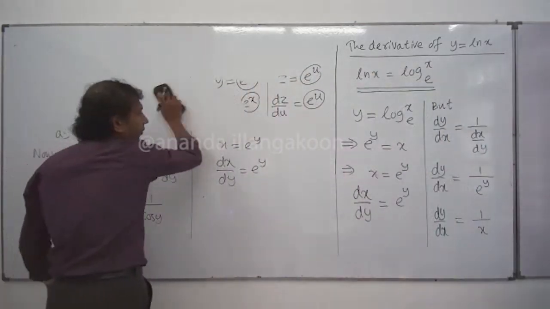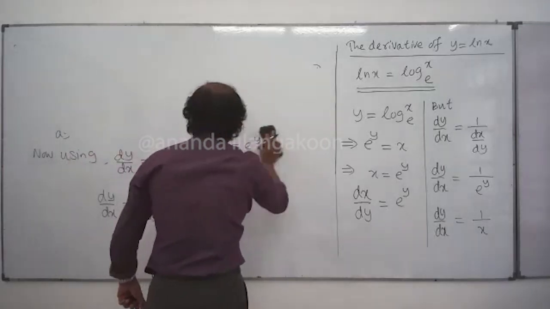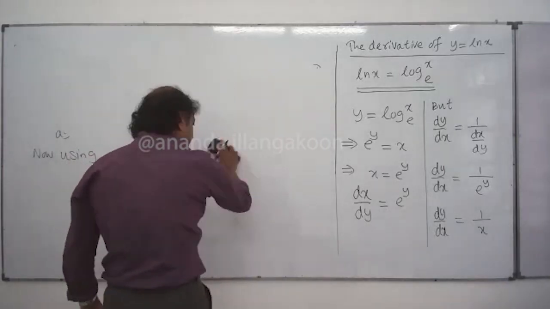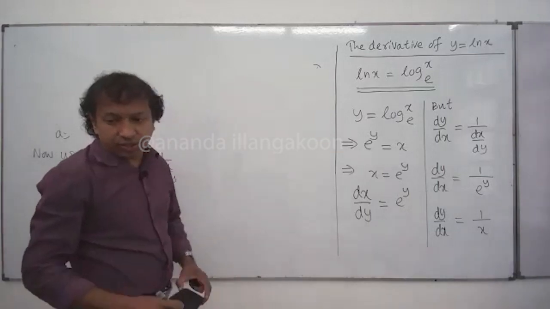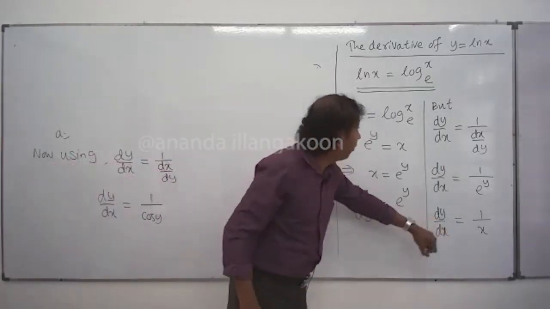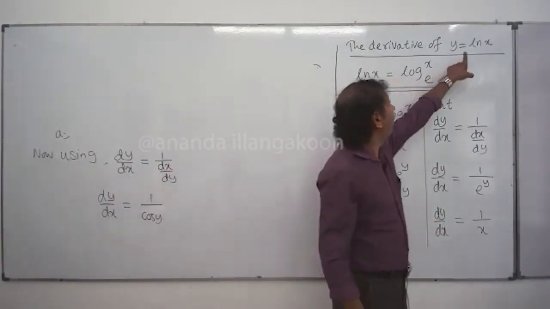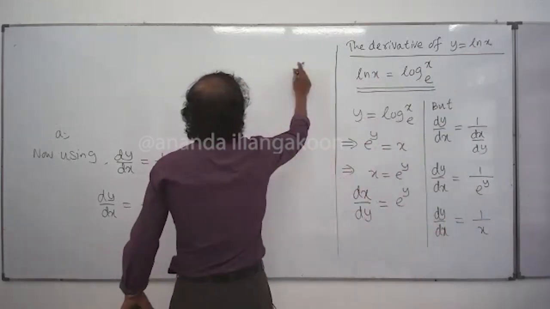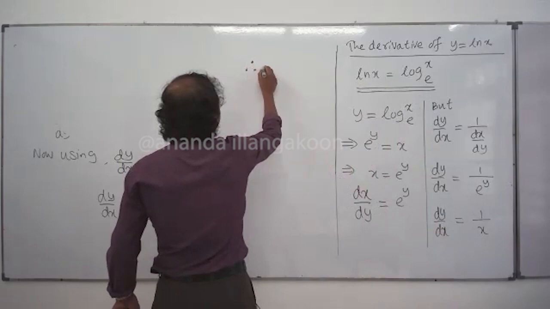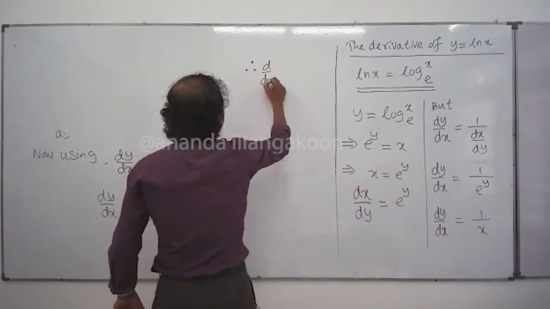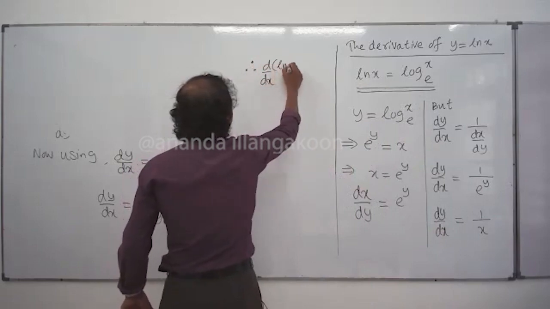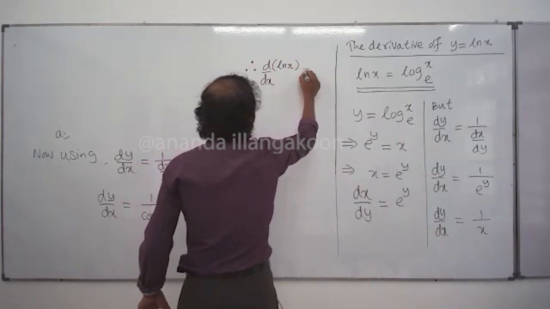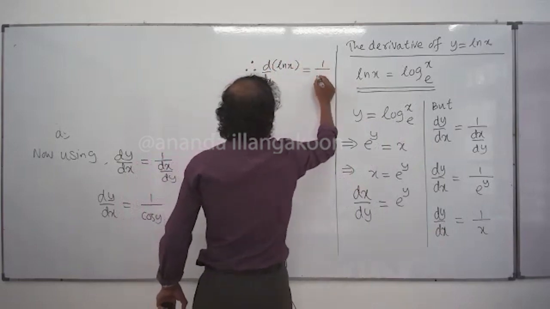What is the next result, people? Next result is this. What is this y? y equals ln x. Then substitute for this y, then we can write the result like this. Therefore, d upon dx of ln x is equal to 1 upon x.